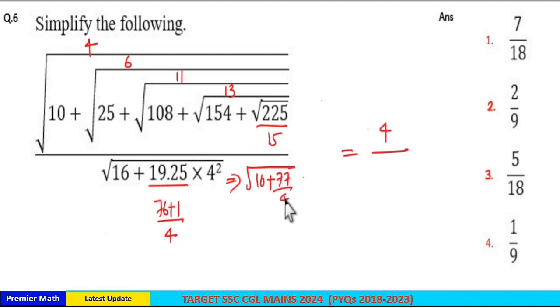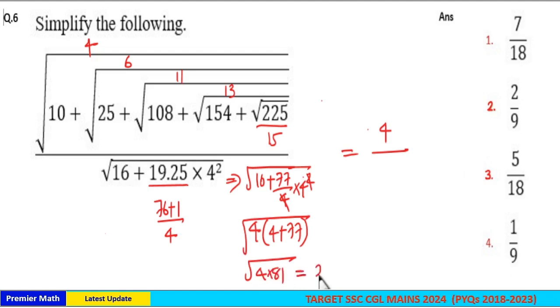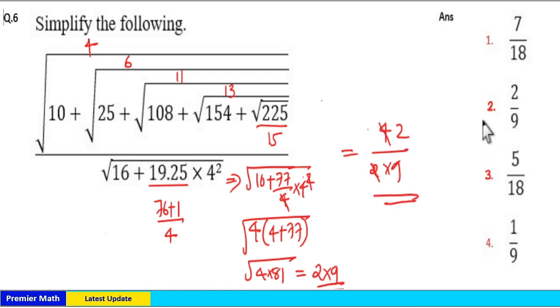So 77 by 4 into 4 square means 4 cancel. Remaining is equal to 16 plus 77 into 4. So take 4 outside. 4 into 4 plus 77, which is equal to 4 into 81. So this is equal to root of 4 into 81, which means 2 into 9. So the answer is equal to 2 by 9. Option 2 is your answer.